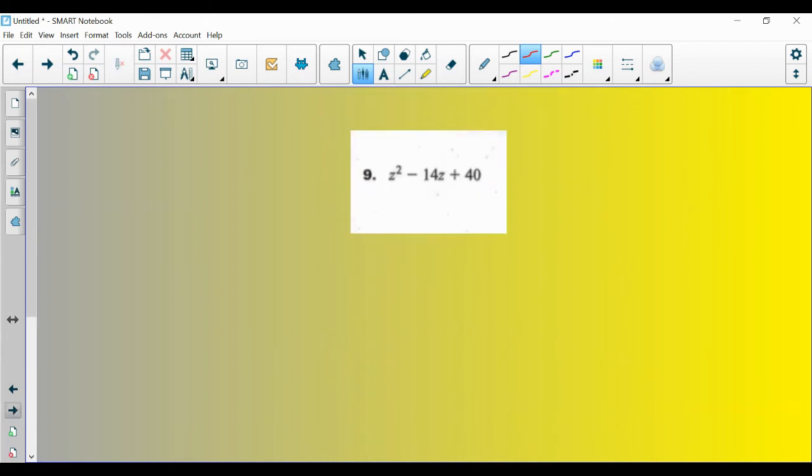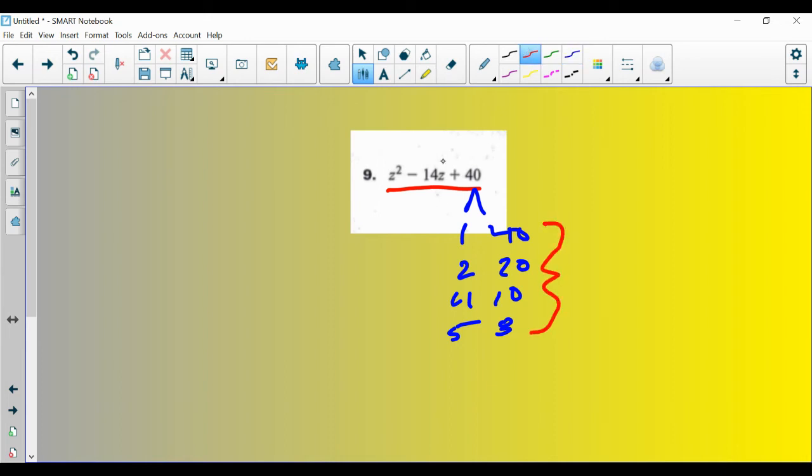The second page of homework says to factor expressions like this. This is the last one of the first section. Remember, when we're factoring with 3 terms like this, what you're going to want to do is go to the last term and list the factors of the last term. Factors are 1 and 40, 2 and 20. 3 does not factor, but 4 and 10 does, and 5 and 8 does. Then you're going to look at which of these factor pairs could get you to the middle term. The middle term is negative 14.